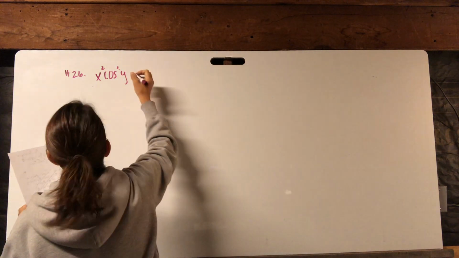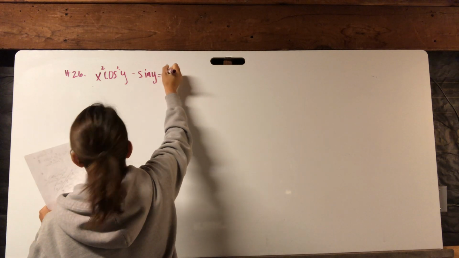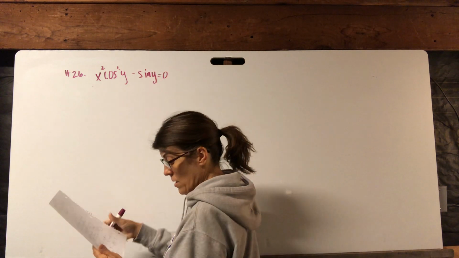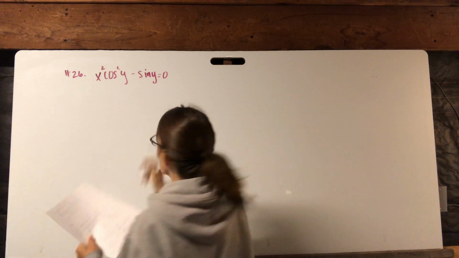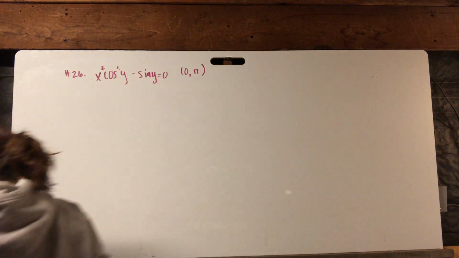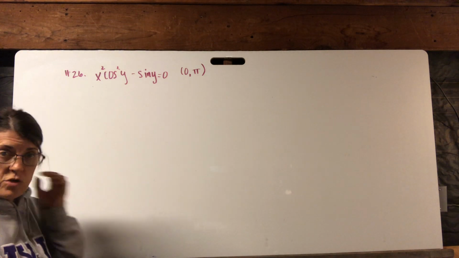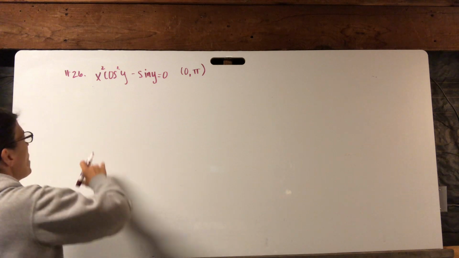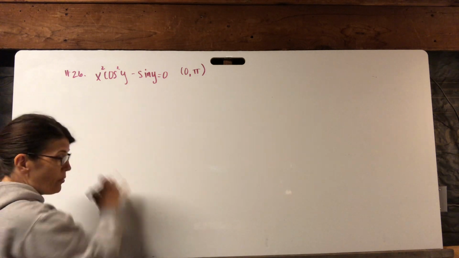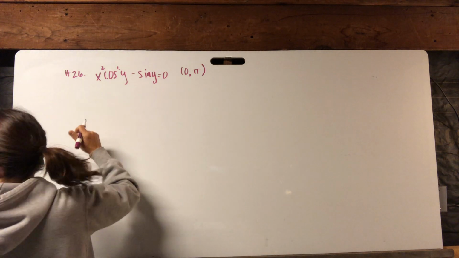x squared cosine squared y minus sine y is equal to 0, and they give us the point (0, pi). Find lines that are tangent and normal. Okay, here we go. I'm going to use power rule, product rule, and chain rule all at once.